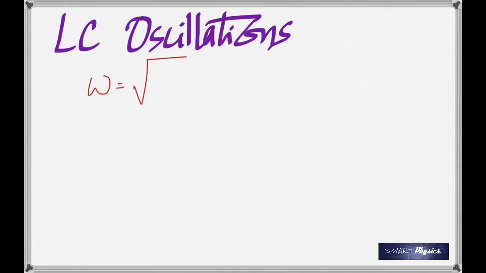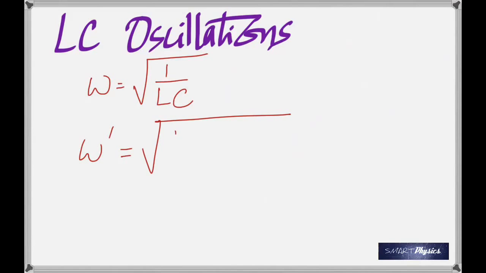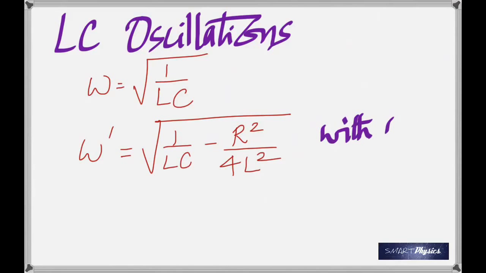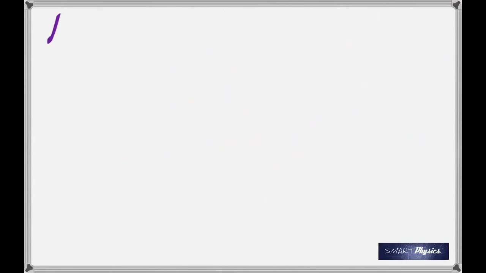But in this case, the important thing is the frequency. The angular frequency of oscillations, omega, is square root 1 by LC if there is no resistance in the circuit. But if there is a resistance in the circuit, the frequency of oscillations will be slightly smaller, and it's given by square root 1 by LC minus R squared by 4L squared. So that is with resistance, and the equation on top is without resistance.